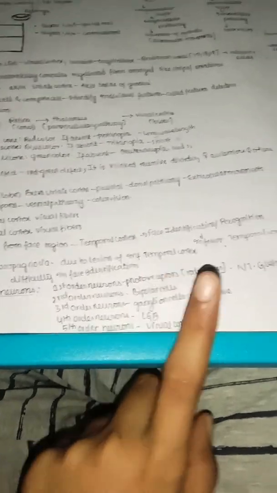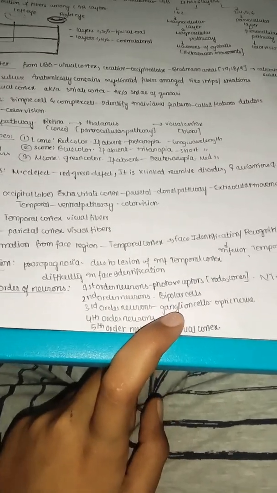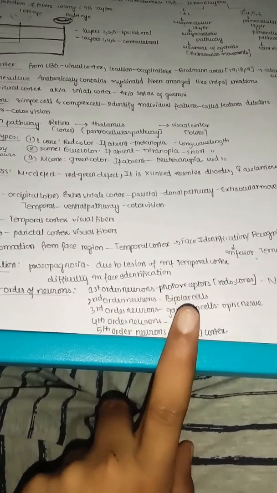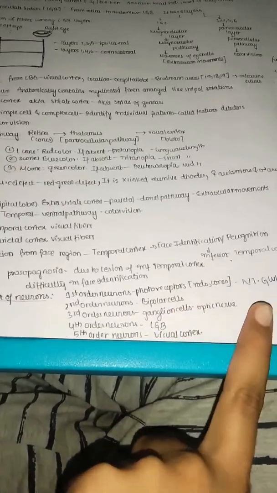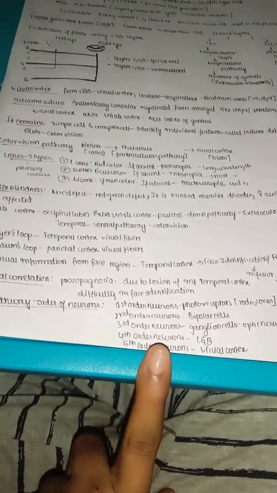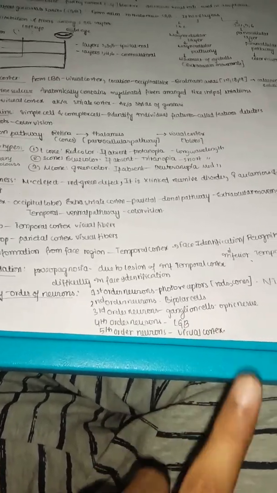The first order neuron in the visual pathway is photoreceptors, that is the rods and cones, and here the neurotransmitter is glutamate. And the second order neurons is bipolar cells, means from the photoreceptors it will go to bipolar cells, from there it will go into ganglion cells. Of course, from the ganglion cell the optic nerve is connected. And the fourth order neuron is lateral geniculate body in the thalamus. From the lateral geniculate body finally it will reach the visual cortex, which is the fifth order neurons.